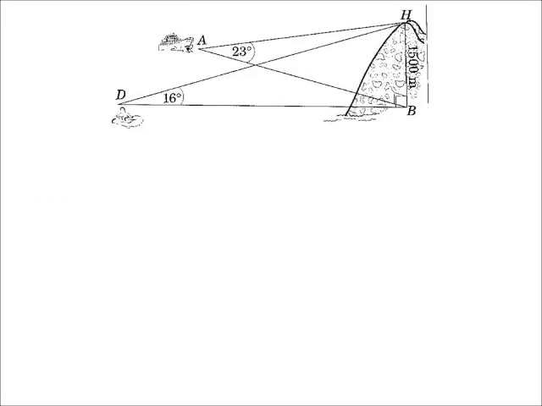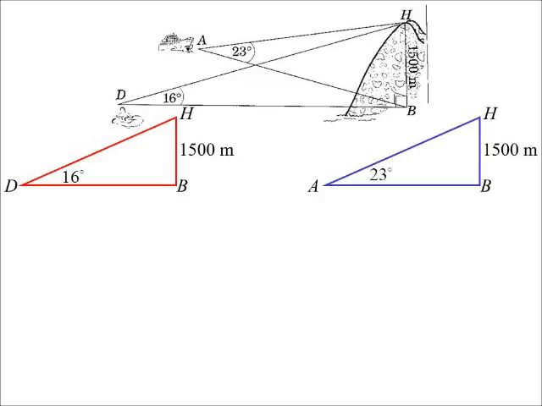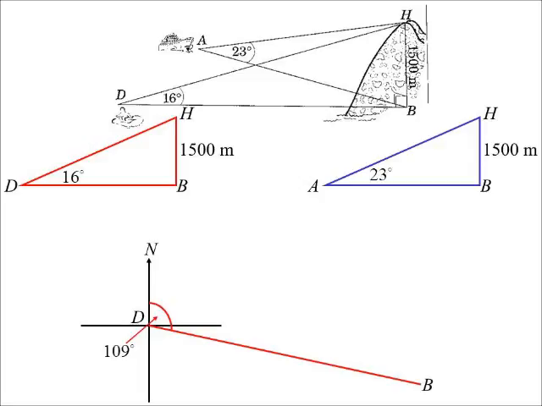Okay, so they supplied us with this diagram with the given information. I'm going to pull out the triangles and write in the information we know. So I've got a right angle triangle HDB, 16 degrees, Mount Hope's 1,500 metres high. Then we've also got one for Anna, 1,500 metres high, angle's 23 degrees. Now, we were told that from David, D for David, and B is the bottom of Mount Hope, on a bearing of 109 degrees.